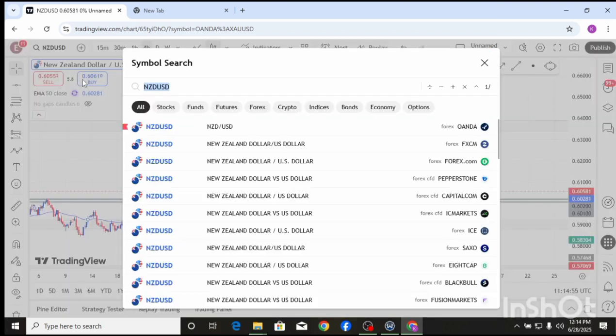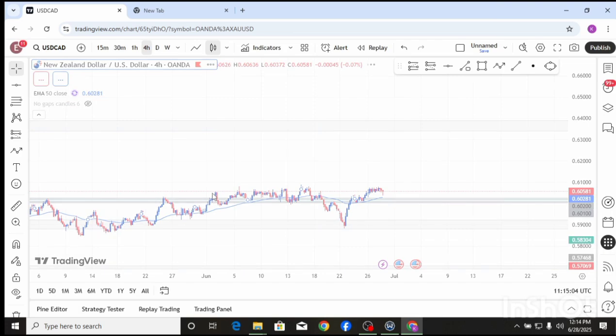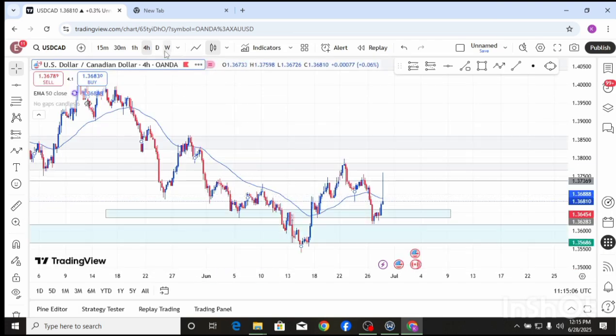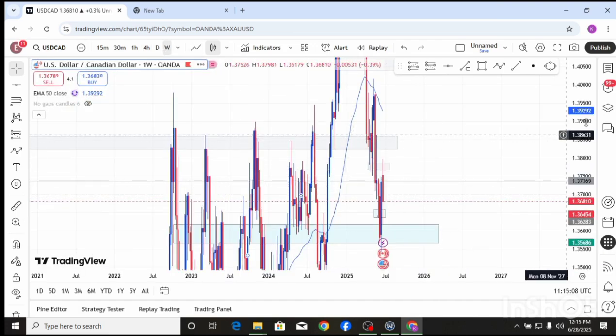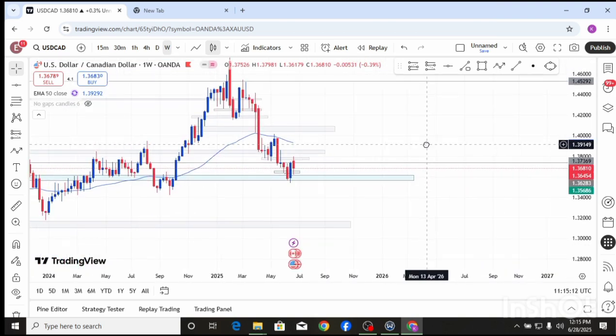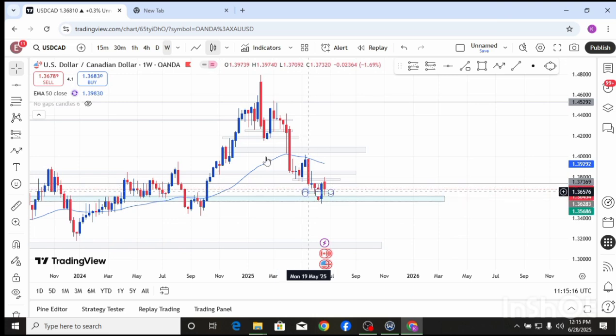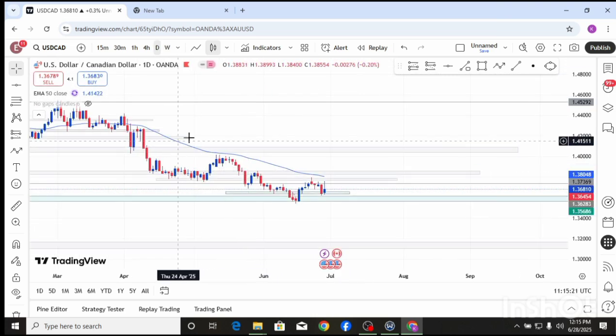On the next pair, which will be our USD CAD. So on USD CAD, on the weekly time frame, market is bearish, as you can see, head and shoulder pattern up here, broke and continued to the downside, break, retest, continue to the downside.